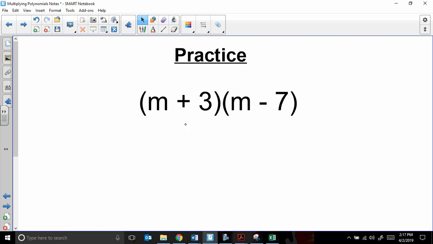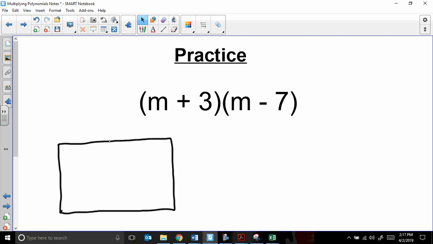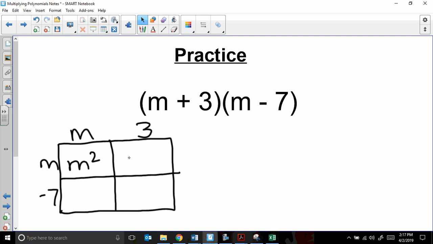All right, let's do this one, m plus 3 times m minus 7. So for this one, I'm actually going to do the box method, just so we can switch off. So we have a 2 by 2. So I got m, positive 3, and an m and a negative 7. So I'm just multiplying the quadrants. So we got m squared, 3m, negative 7m, and then negative 21.